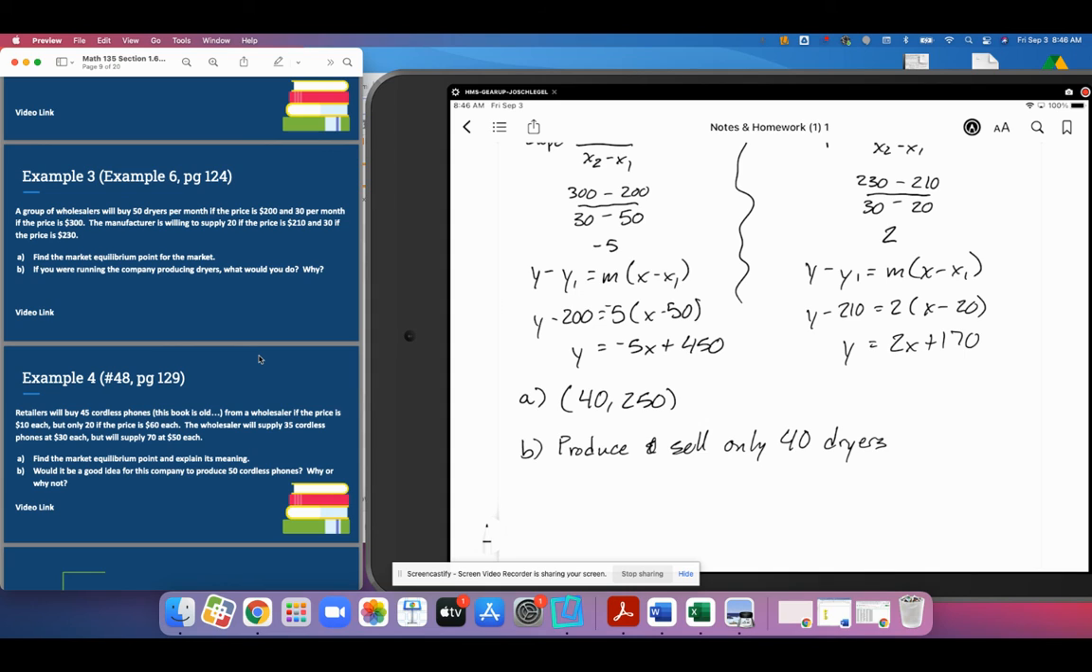So produce and sell only 40 dryers at a price of $250 per dryer. So that's what I would do. And if someone came to me and said, hey, Schlegel, will you produce 41 dryers for me? I would say, nope, unless you're willing to continue to pay the price of $250 per dryer.